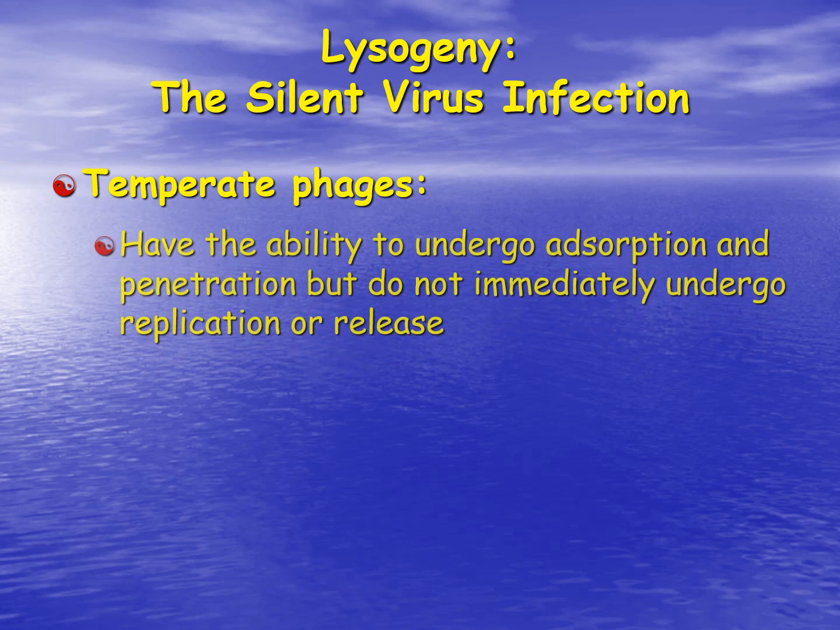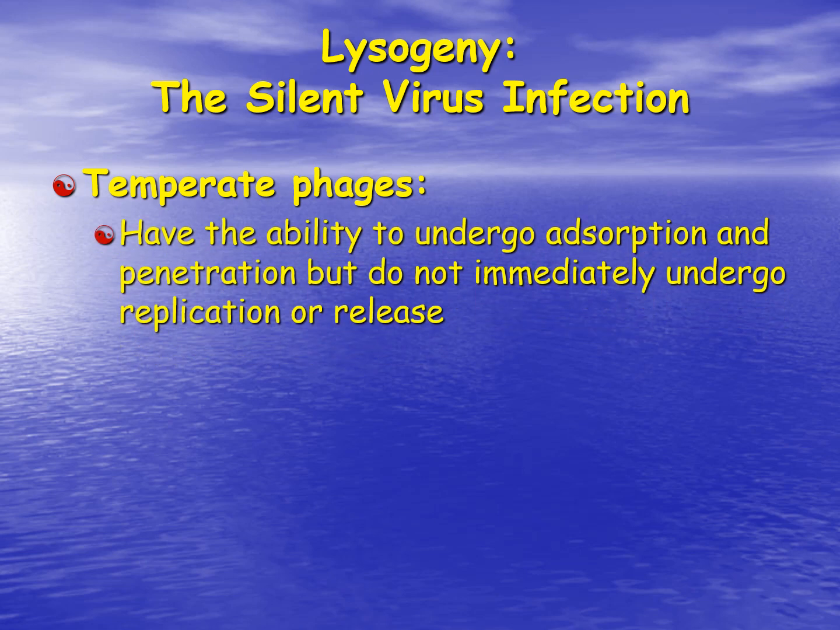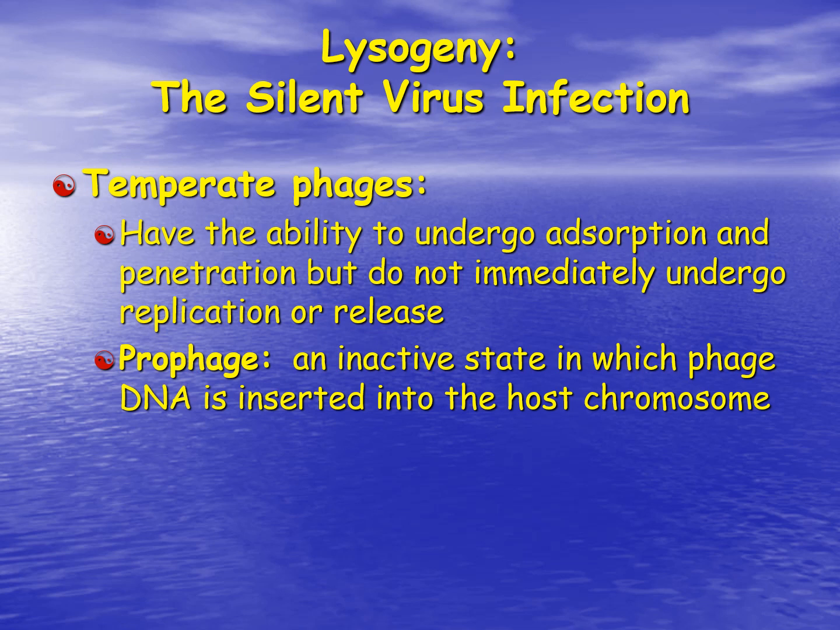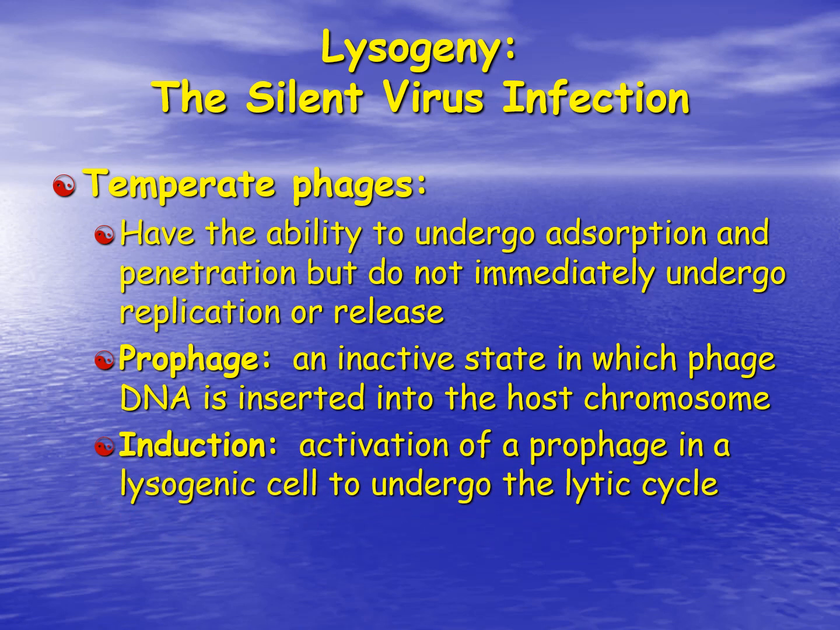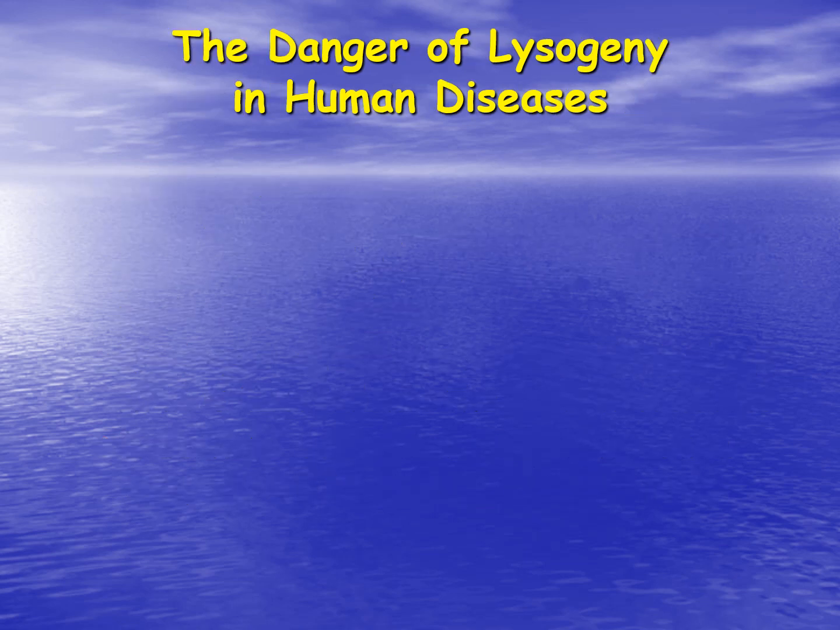Temperate phages have the ability to undergo adsorption and penetration, but do not immediately undergo replication or release. They basically form, again, this prophage, which is the inactive state of the viral genome, in which the phage DNA is inserted into the host's own chromosome during lysogeny. Now, induction has to occur for the activation of the prophage in a lysogenic cell to then enter the lytic cycle and to reproduce the virus. And we don't always know what actually causes this transformation from the lysogenic phase into a lytic cycle.